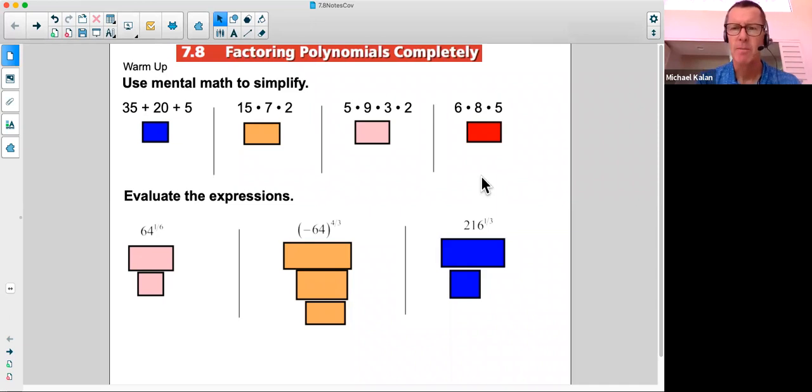We are factoring polynomials completely. So we're taking pretty much everything we've learned in this chapter and putting it all together here. By the time you're done with this, you will know how to factor all the polynomials that we're going to cover completely. So that's going to be awesome. Okay, go ahead and do the warm up though. Simplify those.